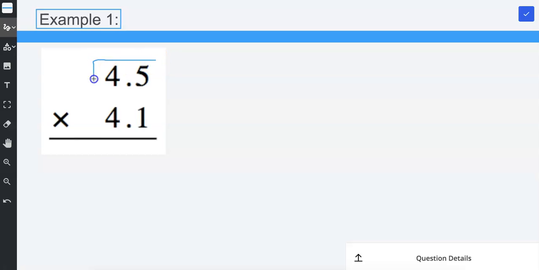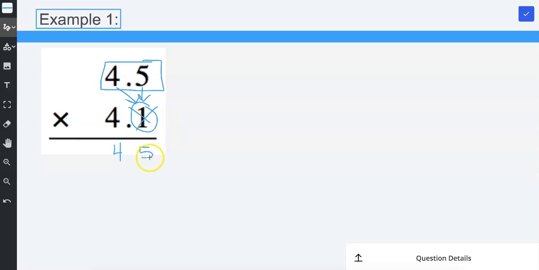We need to multiply every digit within this number by every digit within this number. So I'm going to start by multiplying the top number, 4.5, by this 1 from the second number. So I will multiply 5 times 1, and I get 5. Then I multiply the 4 times 1, and I get 4. Since I've multiplied both of these digits by the 1, I'm finished multiplying by 1.